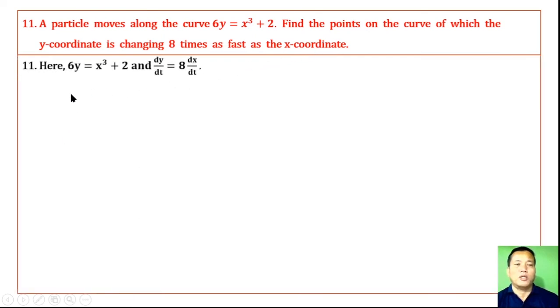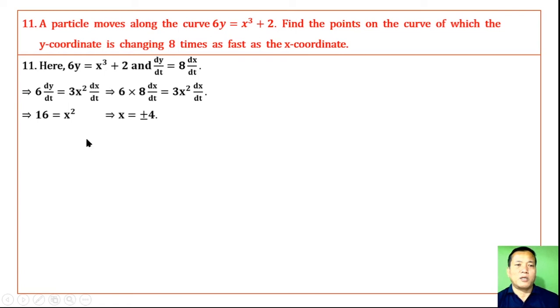Here 6y equal to x cube plus 2 and dy by dt is given as 8 times dx by dt. Differentiating this function with respect to t, we get 6 dy by dt equal to 3x squared into dx by dt. Putting the value of dy by dt, that is 8 dx by dt, and cancelling, we get x equal to plus or minus 4.